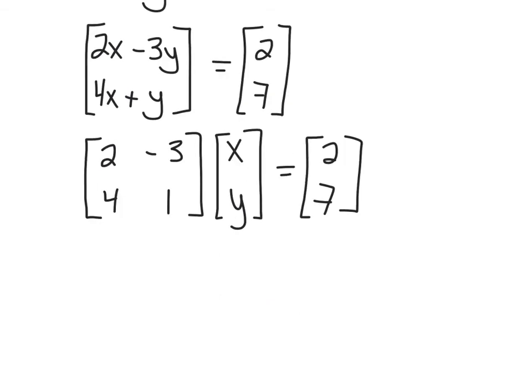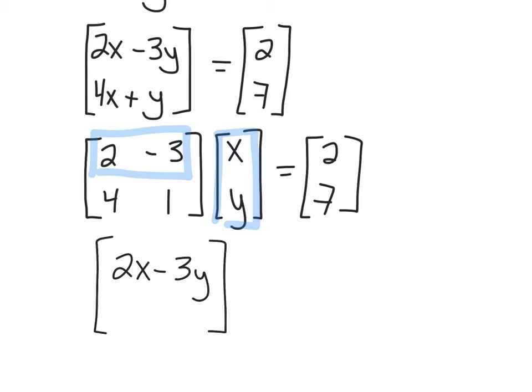Now we can see that if I take this first row and multiply it by this column, term by term I get 2x, subtract 3y as the entry in the first one, and then I would do the second row multiplied by that same column, and I would get 4x plus 1y, or plus y. So it's the same thing. So what we're really doing here is we're just teasing out the variables from the coefficients.